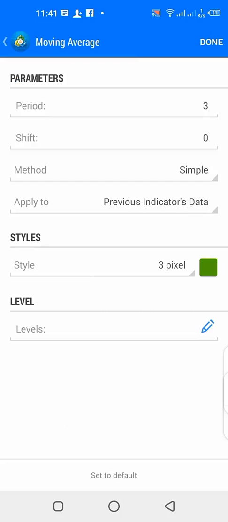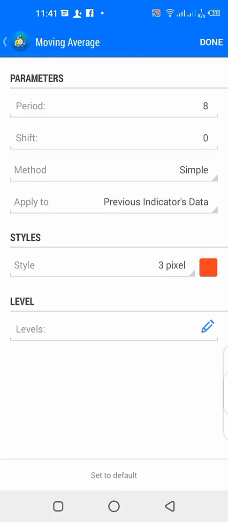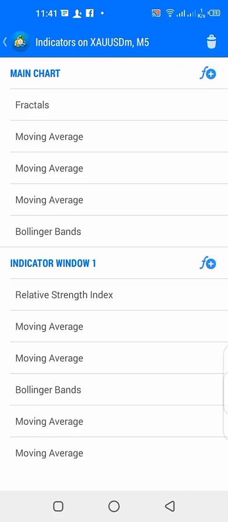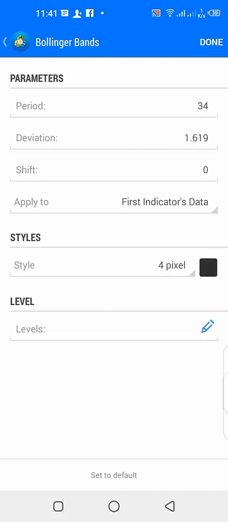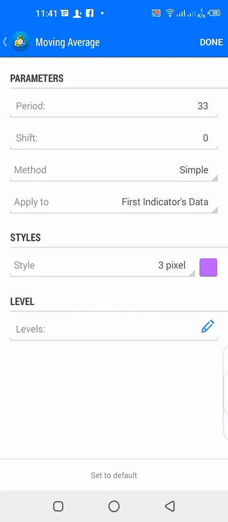Then next is a moving average. Period is 3, shift 0. Method simple, apply to previous indicator's data, and the color is green. Another moving average: period is 8, shift is 0, method is simple, previous indicator's data, color is red. Then these are Bollinger Bands: period is 34, deviation 1.619, color is black.